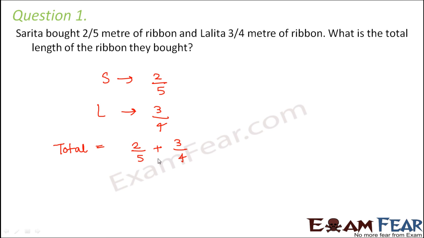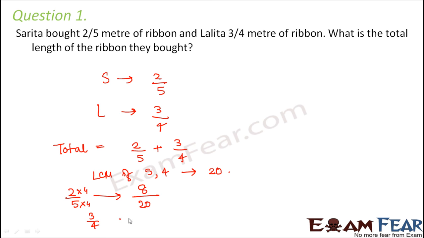Now these are unlike fractions. So what would you do? You will take LCM of the denominator. So LCM of 5 and 4 would be 20. So now we convert each of these fractions into an equivalent fraction such that the denominator is 20. So for that you need to multiply 5 into 4. So the numerator also gets multiplied by 4. So you get 8 by 20.